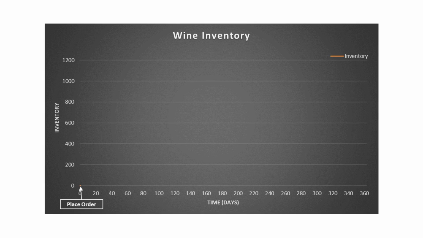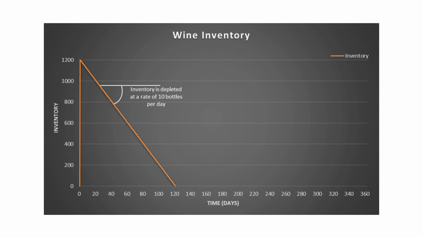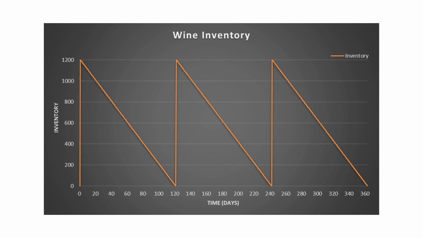The inventory for John looks as follows. He's going to start with 0, he's going to place an order for Q units, and then he's going to be selling at a constant rate of 10 bottles per day. After 120 days, he will have 0 bottles in stock and he will have to order again. So we see that inventory is going to be moving between 0 and Q. On average, he's going to be half of the time above half of Q and half of the time below half of Q.